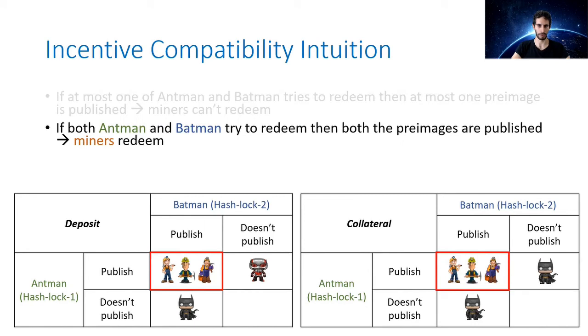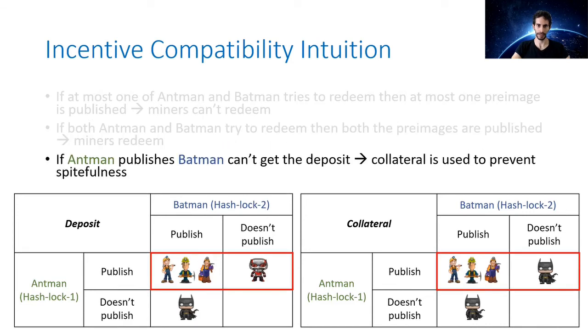However, if both preimages are published, miners will simply take the tokens themselves. This scenario describes either Ant-Man or Batman attacking. Also, note that if Ant-Man publishes his preimage, then Batman is unable to get the deposit tokens. So, a spiteful Batman might just publish the second preimage anyway. This is where the optional collateral contract comes into play. If Batman does so, he will lose the collateral tokens, and if not, he will get to keep them. I'll now present some implementations and main network experiments.